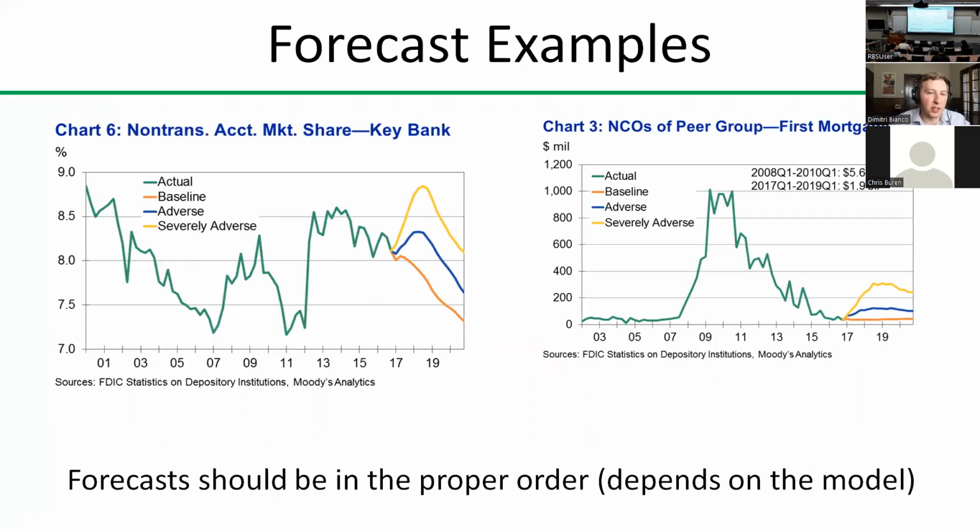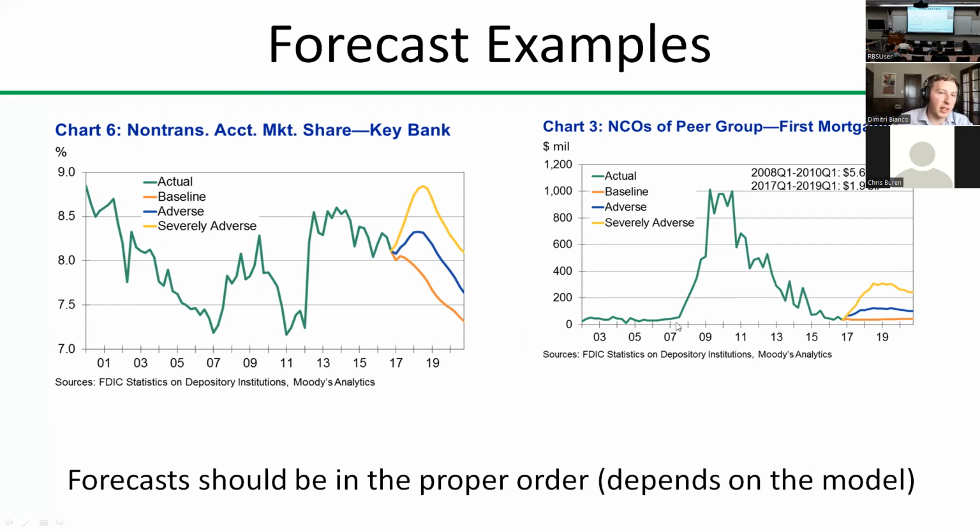And just to give you guys a quick forecast example, this is what we get at the end piece here. This is what the business is looking for. This is what regulators are looking for. You're going to end up with charts. On the left-hand side, this is for KeyBank. On the right-hand side, this is for First Mortgage. NCOs, or net charge-offs, if you're curious what that is.